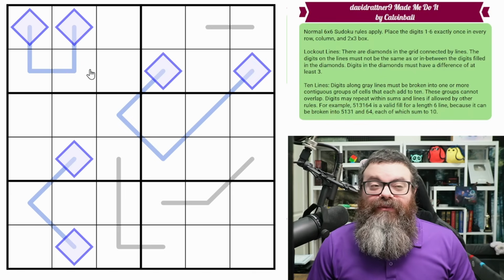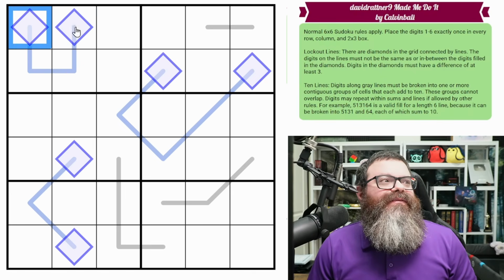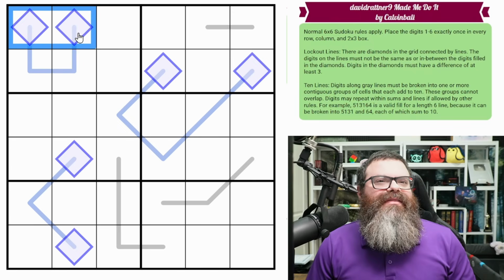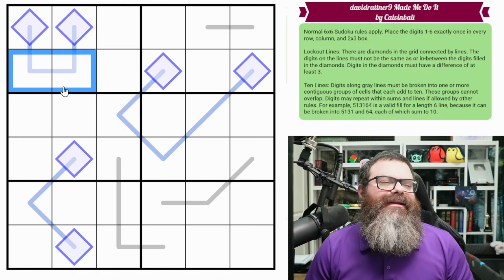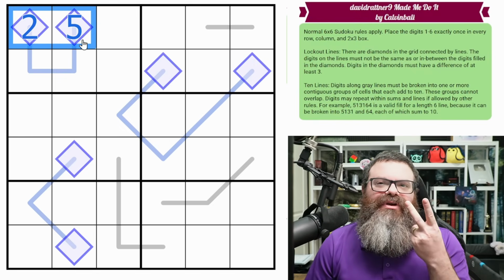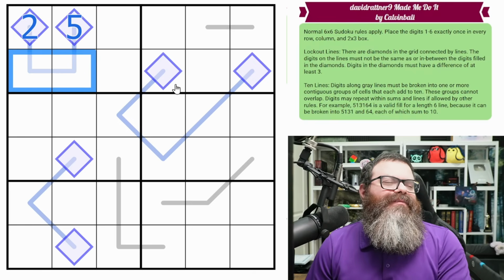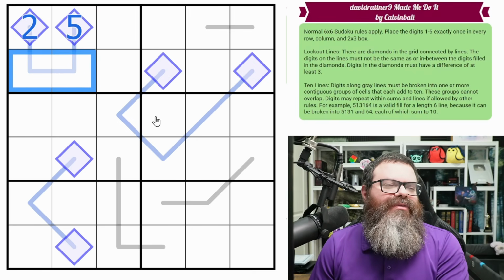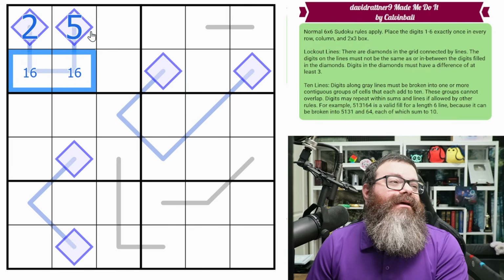All right, let's go over the rules. So we have lockout lines here. We have diamonds connected by a line. Whatever digits go in the diamonds, that entire inclusive range is locked out of the line. So, for example, if this was 2, 5, that locks out 2, 3, 4, and 5 from the line. So we can't put a 2, a 3, a 4, or a 5 on the line, so it would only be a 1, 6 pair here.